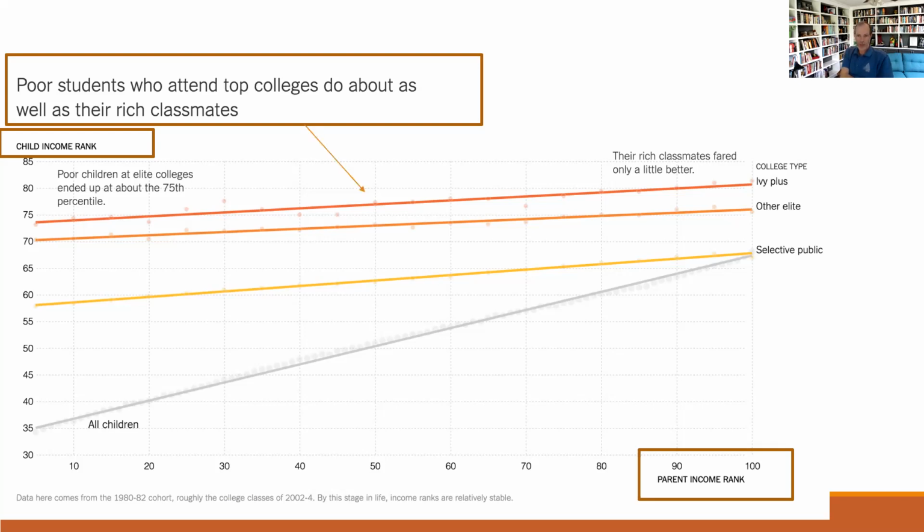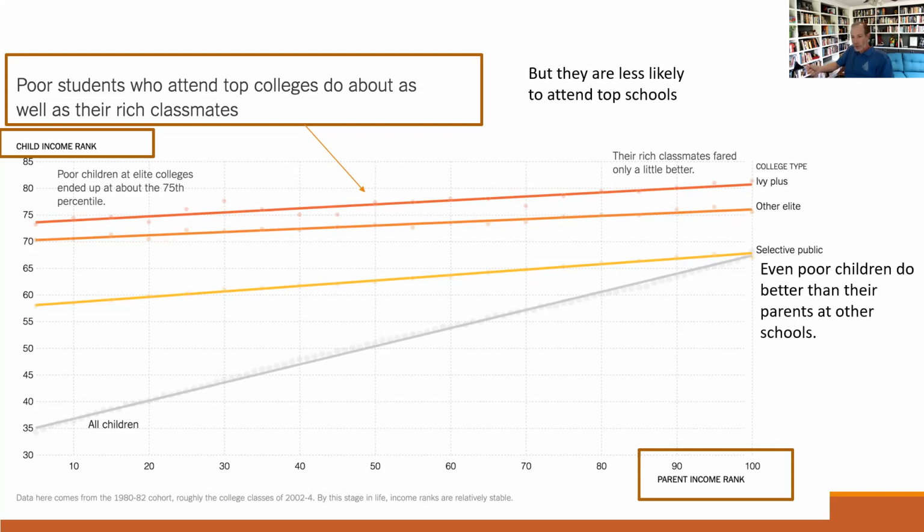So these top couple brackets here. If you can overcome the low income wealth by going to a good college. Now, of course, you have to get in and pay for it, right? That's the trick. And remember, people with lower incomes are less likely to attend these top schools. Even poor children, though, do better than their parents at other schools. So the returns to education are there.